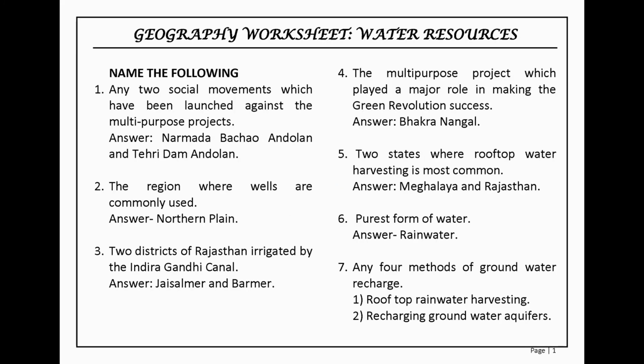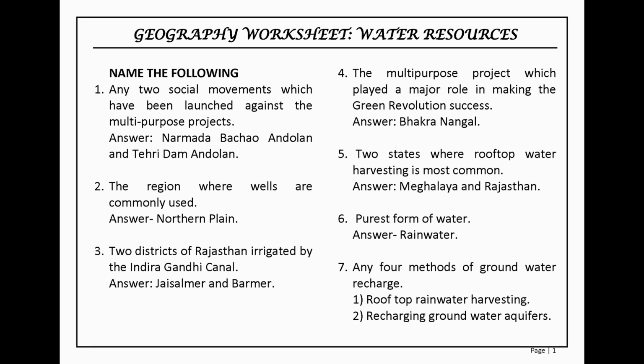Geography Worksheet, Water Resources. Name the following. Any 2 social movements which have been launched against the multi-purpose projects. Answer, Narmada Bachao Andolan and Tehri Dam Andolan. The region where wells are commonly used. Answer, Northern Plain. 2 districts of Rajasthan irrigated by the Indira Gandhi Canal.